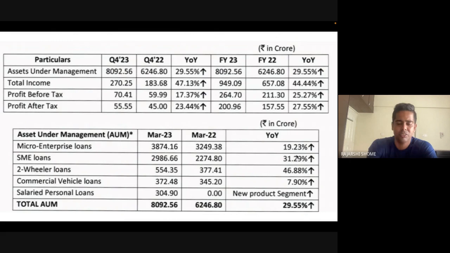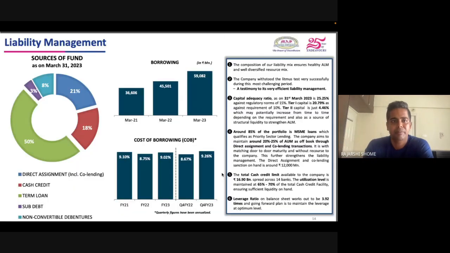And you saw Arman's book growth. Of course, I do understand that Arman's book is at a much smaller scale than MSE, but still I expected this number to be at 25-26%. But having said that, overall it is around 30%, not bad. And of course, you can see two-wheeler loans have grown at 46%, but it doesn't mean the two-wheeler segment is doing very well, it means that the book is very small. So on a very low base, the growth looks much higher.